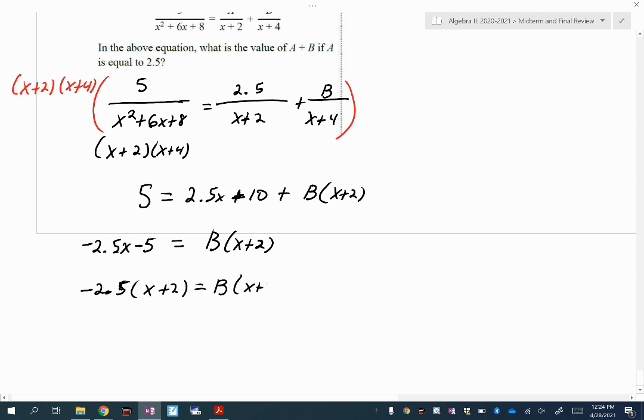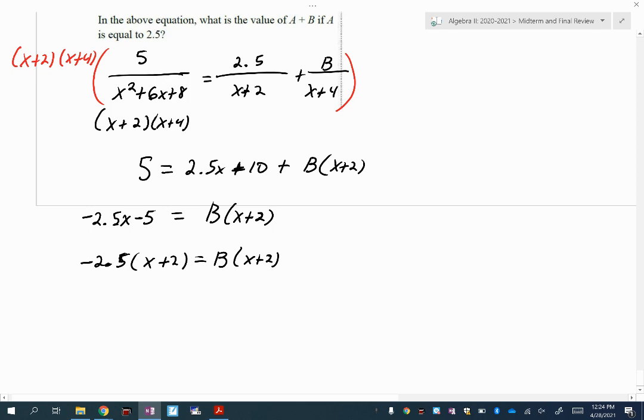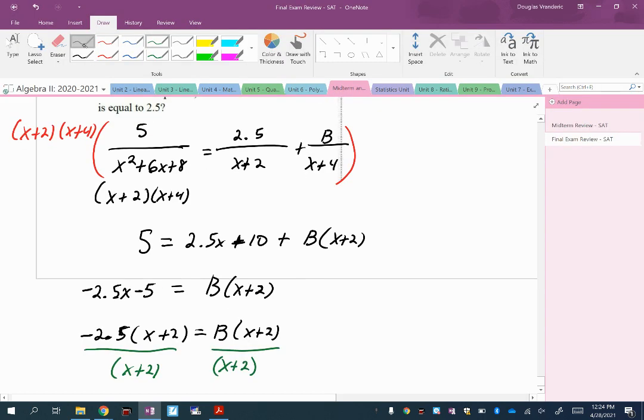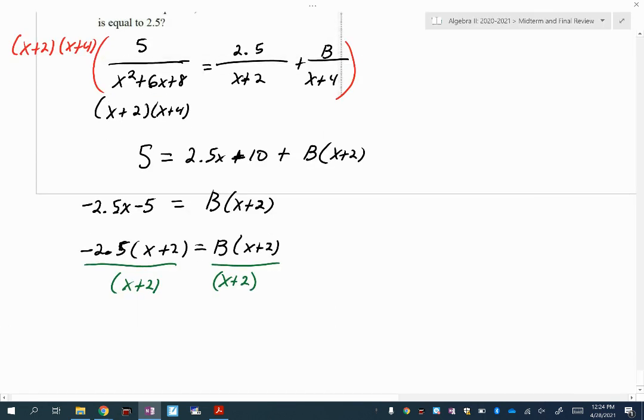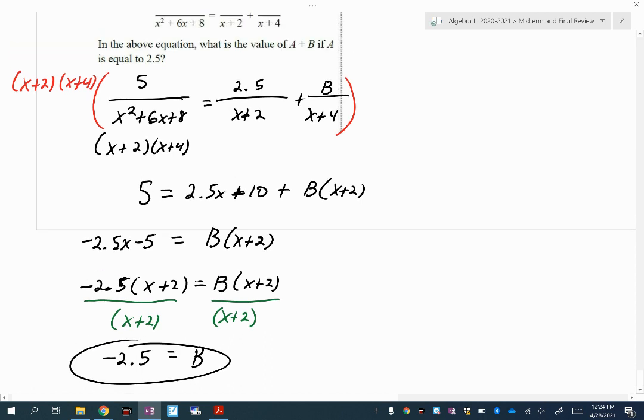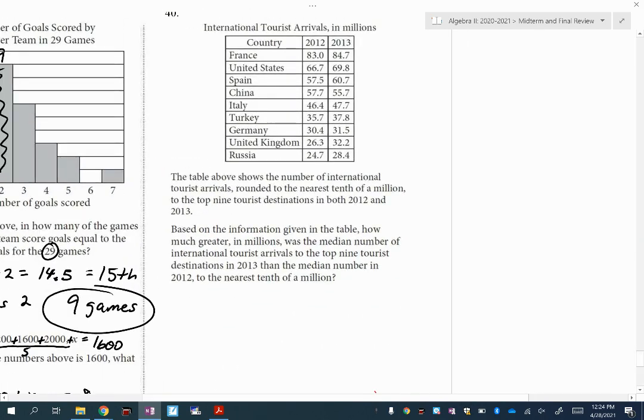If you look at this, if I divide both sides by x plus 2, the x plus 2's cross out. So b is just equal to negative 2.5. Again, most students are going to put positive 2.5, but the answer is actually negative 2.5. All right, we made it, guys.